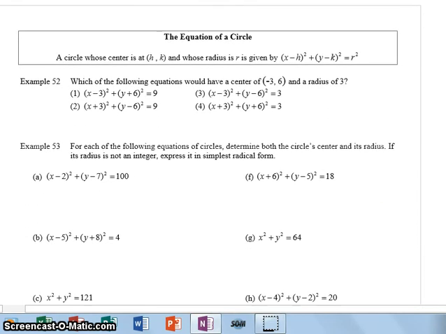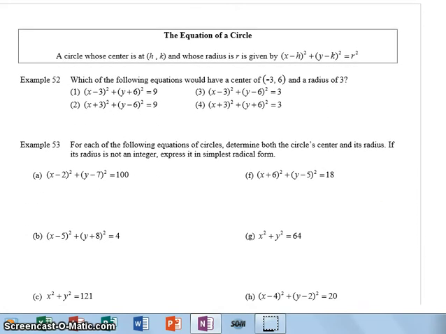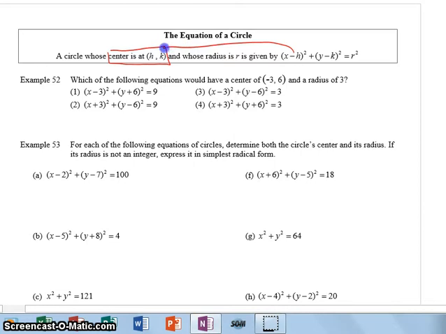All right, the equation of a circle. Something really important you have to realize: it says the center is (h, k). From the equation over to the center, you have to make sure you realize they are opposite signs.